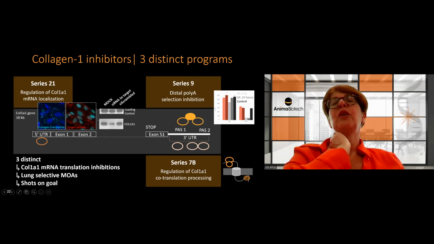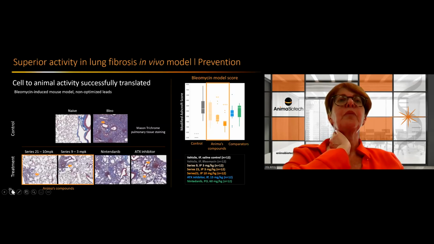Series 9 is working by essentially inhibiting polyadenylation site 2 selection, which is something that happens after induction, generating only the use of polyadenylation site 1 and generating a protein with shorter half-life. Series 7b is interfering with co-translational insertion of the collagen nascent peptide through the ER, thereby inhibiting its production.